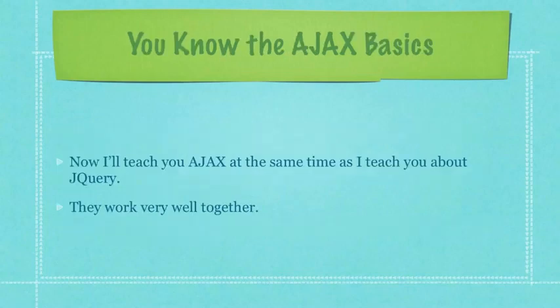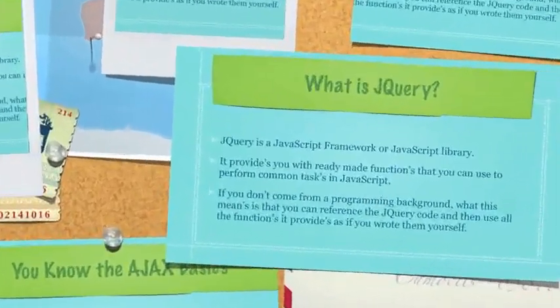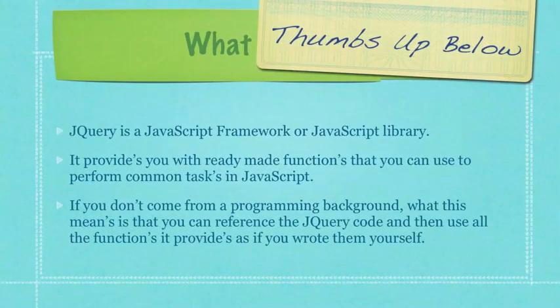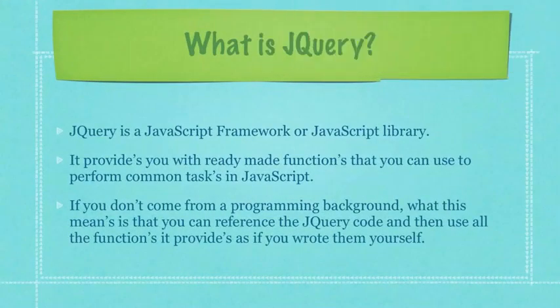In the future tutorials, I'm going to teach you AJAX at the same time as I teach you about jQuery, because they work very well together. So what exactly is jQuery? jQuery is a JavaScript framework or JavaScript library. It provides you with ready-made functions that you can use to perform common tasks in JavaScript. If you don't come from a programming background, what this means is that you can reference the jQuery code and then use all the functions it provides as if you wrote them yourself.